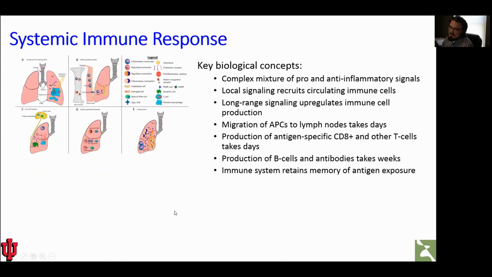Concerning the systems-level immune response, we know that immune signaling at the systems level consists of a complex mixture of both pro-inflammatory and anti-inflammatory signals that regulate response throughout the events and progression of infection. There's local signaling at a site of infection that recruits circulating immune cells as they circulate by. This then leads to long-range signaling to the systemic immune response, and this upregulates immune cell production. We know that there's the migration of antigen-presenting cells from a site of infection to lymph nodes, and this leads to the production of antigen-specific T cells, as well as B cells and pathogen-specific antibodies.